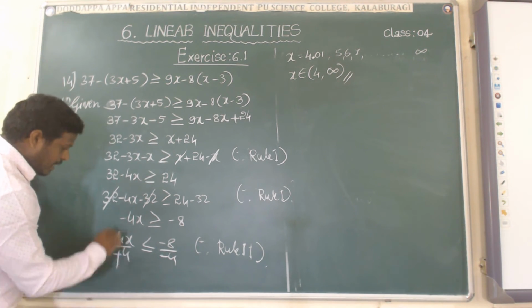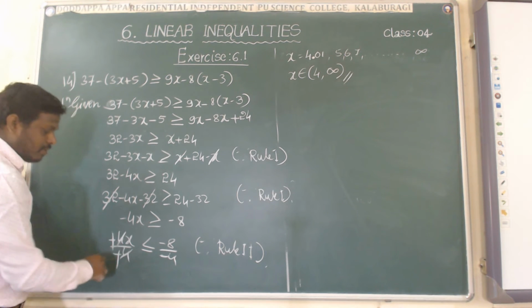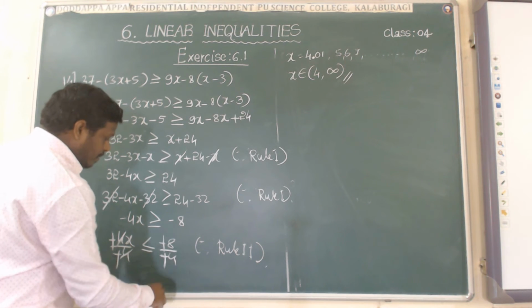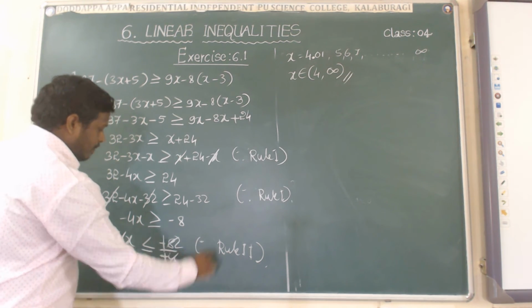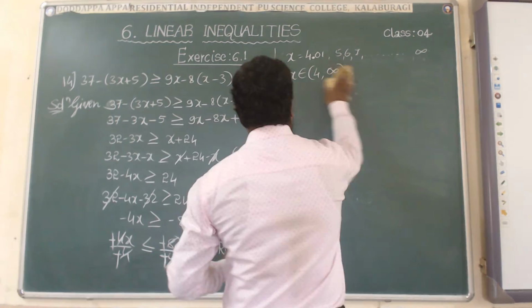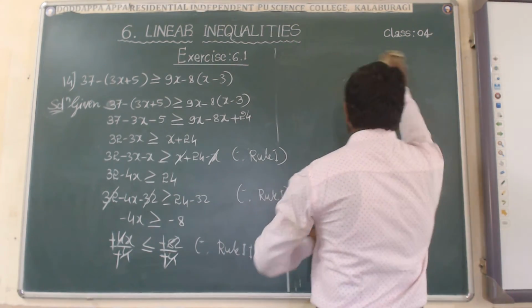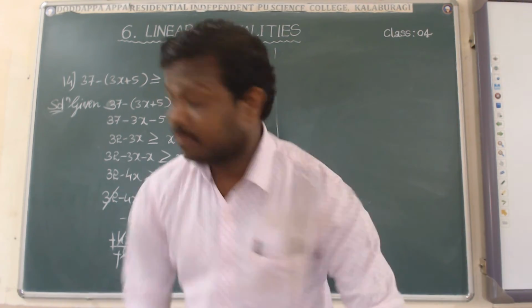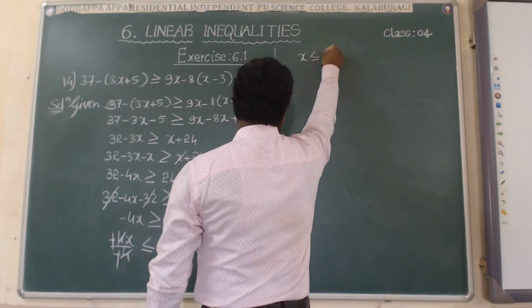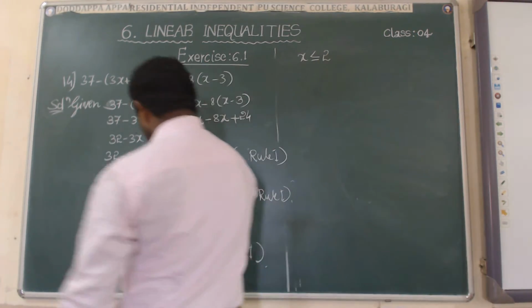Simplify here. Minus will become positive and 4 on the left only. Next one is positive 1, the coefficient of x is 1. Minus becomes plus and 4 twos are 8, so 2 is left. So what do we have to write here? x is less than or equal to 2, is it? Yes, this is right.